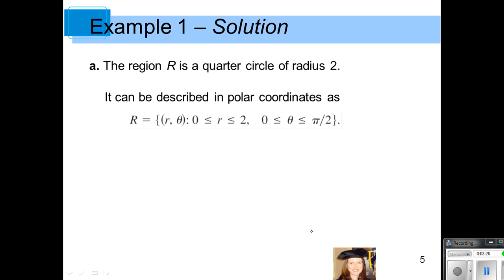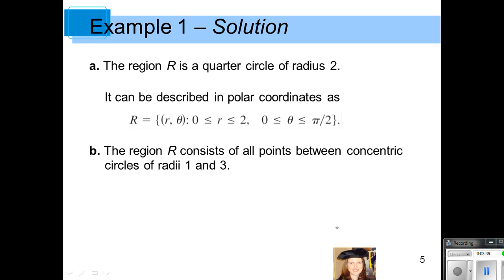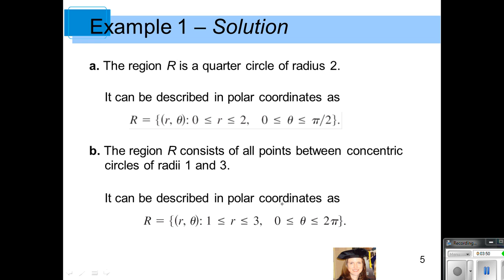All right, so this is a way we can use intervals to describe that region. Again, in that first region, that quarter of the circle, the radius was from 0 to 2, and the angle was from 0 to pi over 2. In part B, the shaded part was in between the circles, where the inside circle had a radius of 1 and the outside circle had a radius of 3. So we can say that r is between 1 and 3 and the angle is between 0 and 2 pi.